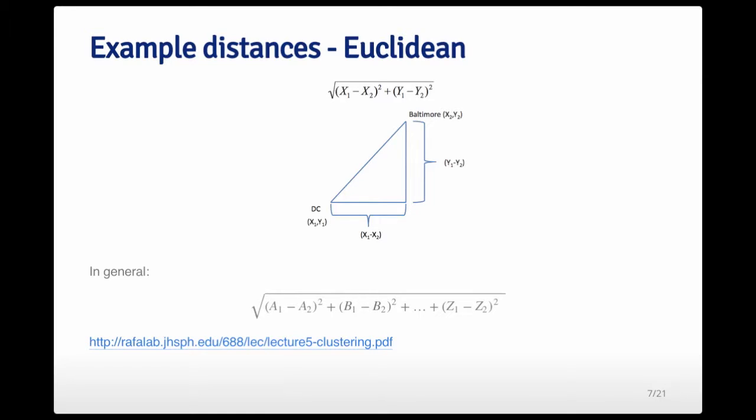Now, Euclidean distance is easily generalizable to higher dimensions. Here we just have 2 dimensions, but if you have 100 dimensions, you can easily take the difference in each of the 100 dimensions, square it, sum together, and then take the square root. So it extends very naturally to very high dimensional problems.